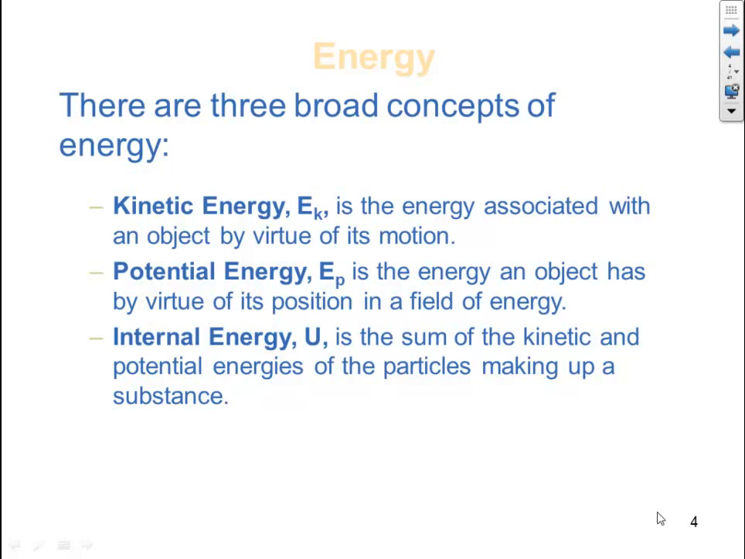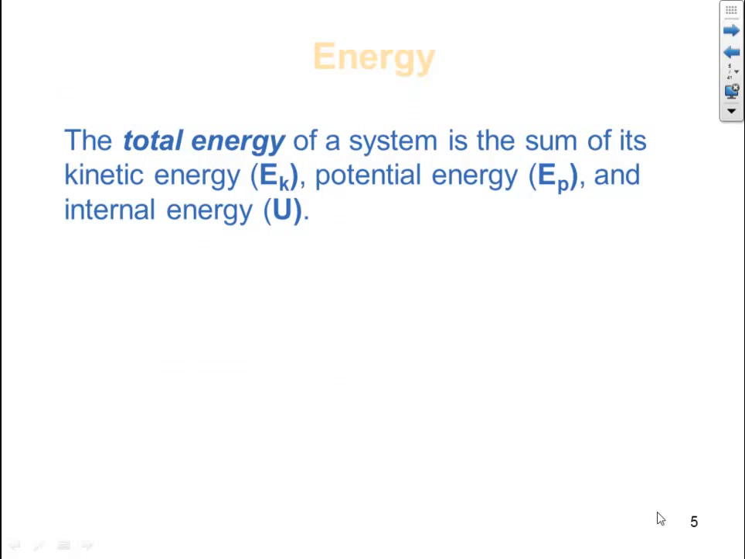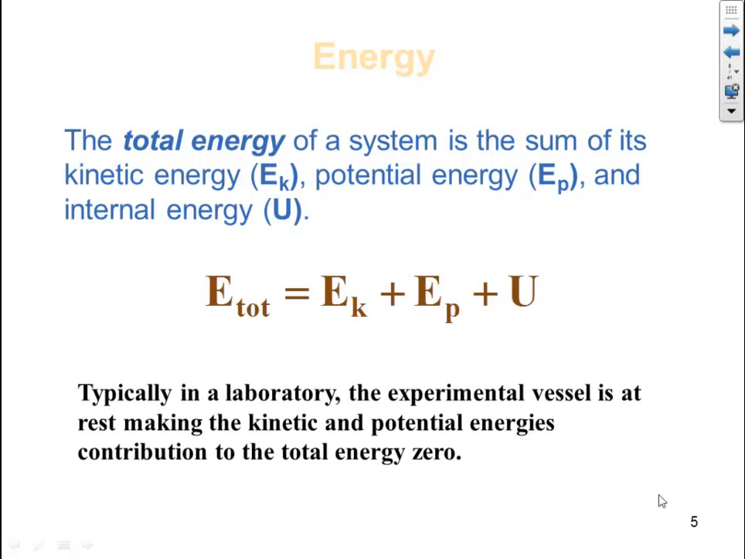The total energy of the system is the sum of its kinetic energy, its potential energy, and its internal energy. So E total is equal to EK plus EP plus U. However, typically in a laboratory, the experimental vessel is at rest, making the kinetic and potential energy contributions to the total energy zero. So we tend to neglect them. So your total energy is equal to your internal energy.